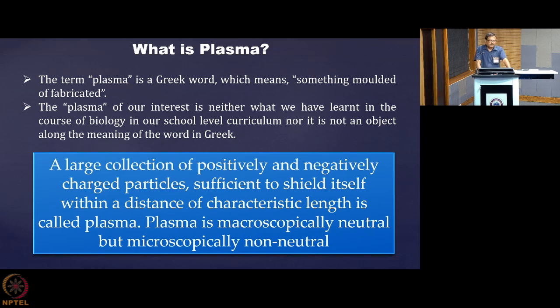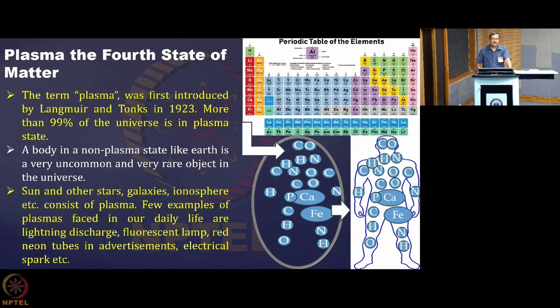Plasma is macroscopically neutral but microscopically non-neutral. When I talk about shielding, I am referring to electrical shielding. Many times we say that plasma is the fourth state of matter. Plasma was first introduced by Langmuir and Tonks in 1923. More than 99% of the universe is in the plasma state.